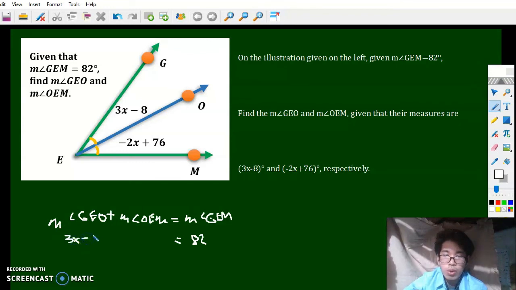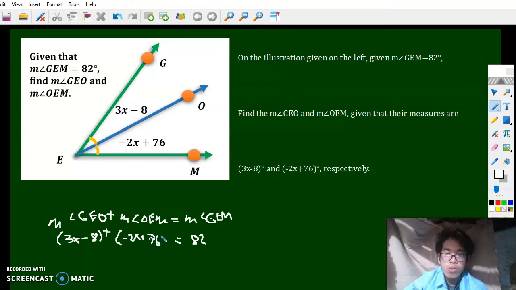In order for us not to be confused, we can write parentheses here, and then plus the measurement of angle OEM. So what's the measurement of angle OEM we have there? Negative 2x plus 76. Okay, so we're just going to do some simple algebra in order to solve this.